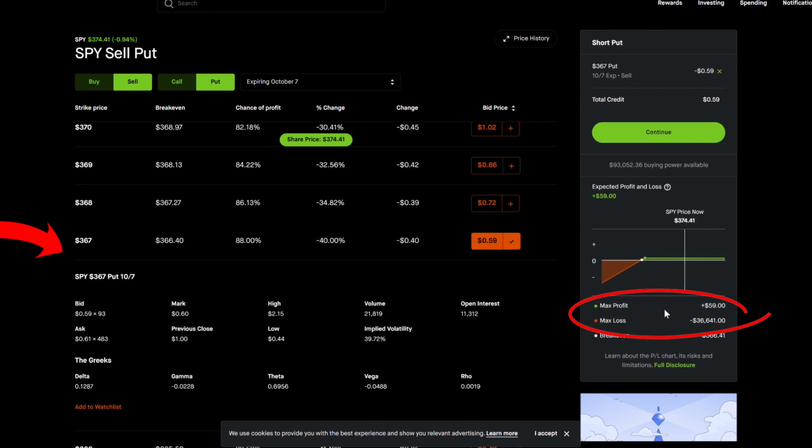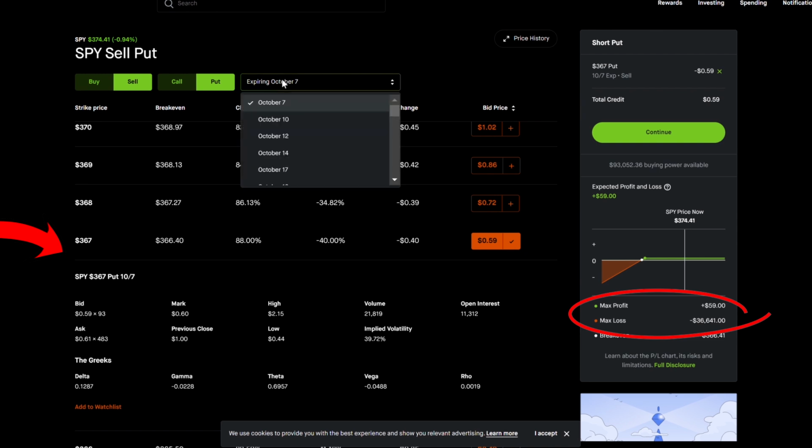So how do I solve this problem of needing $36,641 when selling a put option? All right, so we're going to do this example on October 7th, and let me just expand this option expiration dates just to take a look. I want to see if there's any better expiration dates.